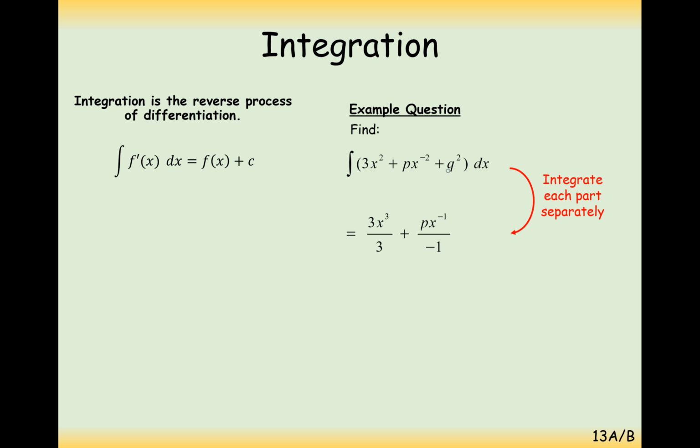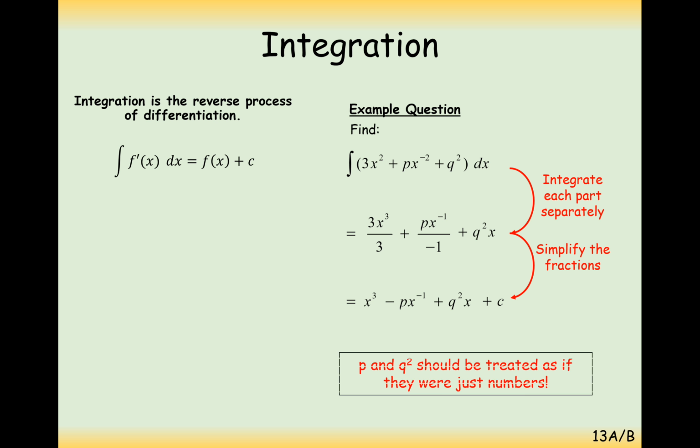And now thinking of q as the number 3 here, this would effectively just be a 9. So how do you integrate the number 9? It would just be 9x. So it's q squared x. Okay, so simplifying these fractions, we'll get x cubed minus px to the minus 1 plus q squared x plus the c. Okay, so treat p and q as just numbers.